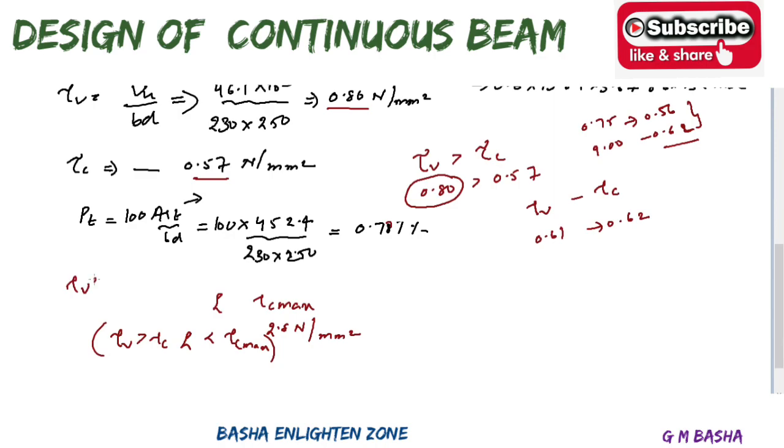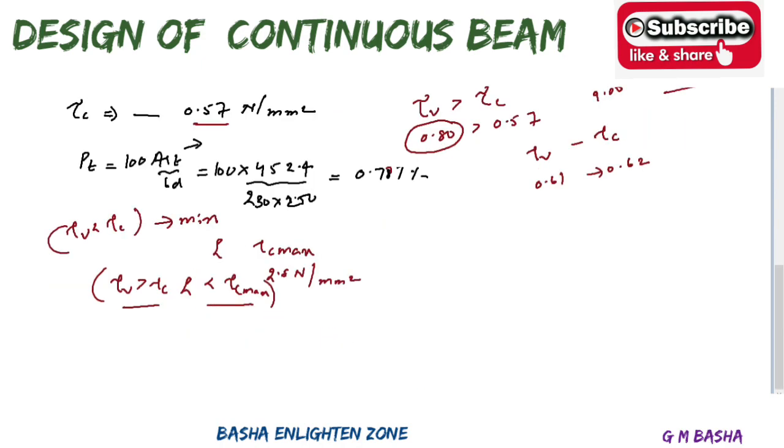If tau v less than tau c, you can provide minimum shear reinforcement. Already I solved those models. If tau v greater than tau c and less than tau c maximum, you can design reinforcement based on IS 456. Already I solved this type of model for the doubly reinforced section in our problems. And if tau v is greater than tau c maximum, then you can go for redesign. That type of condition is not usually obtained. If you get it, you can go for redesign. Okay, so I will provide the shear reinforcement according to IS 456.